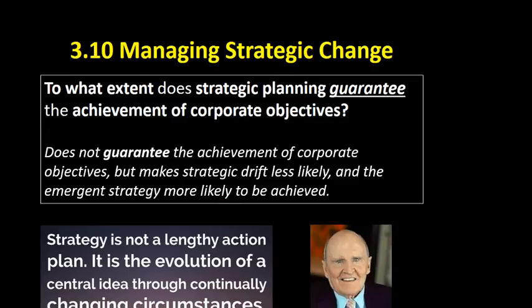Jack Welch was the CEO of GE, General Electric, huge American company. You can read about him on Wikipedia, I think the value of the company increased by 4,000% under his leadership. And what he said about strategy is that it is not a lengthy action plan. It is the evolution of a central idea through continually changing circumstances, and the strategic planning process, including the review section where we adjust, is absolutely key to ensuring an organisation's responsiveness to the external environment and hopefully the achievement of their corporate objectives.